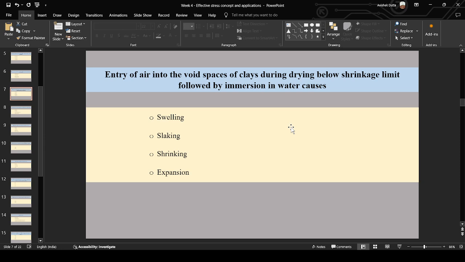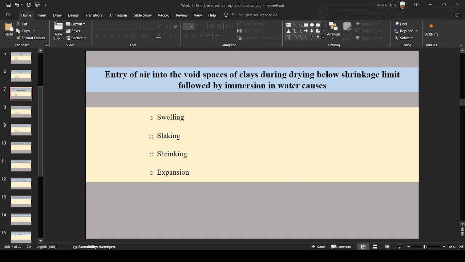I'll repeat the question. Entry of air into the void spaces of clays during drying below shrinkage limit followed by immersion in water causes. The options are swelling, slaking, shrinking, or expansion. I'll go to the next question.